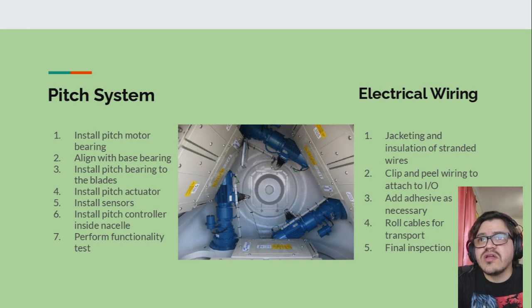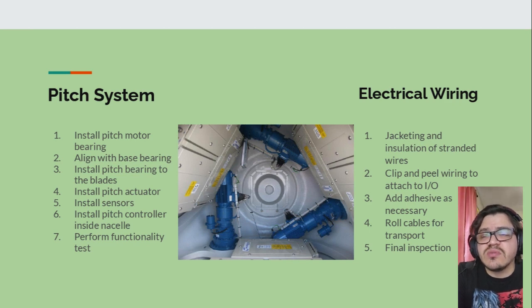For the electrical wiring, after the wires are produced, they need to go through jacketing and insulation. Clip the end of the wiring as necessary for the input and output sockets for the different components. Add any adhesive to keep the wires together, and roll the cables for transport. After that, a final inspection is necessary to make sure everything's insulated properly.